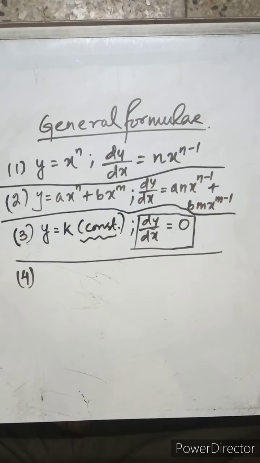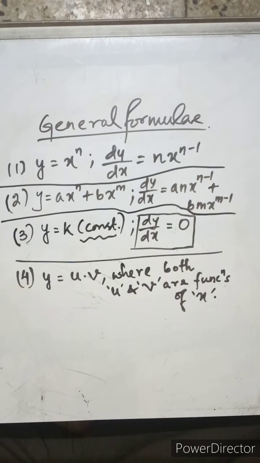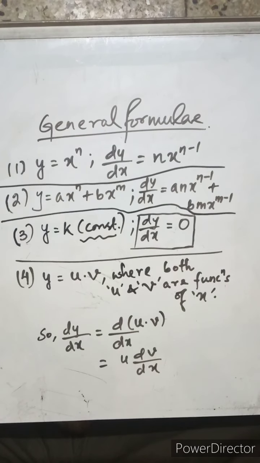So the fourth formula now we can discuss is y is equal to two terms, that is u and v, and both these terms u and v are functions of x, meaning they depend on the value of x. Just like y depends, we have two separate functions over here.